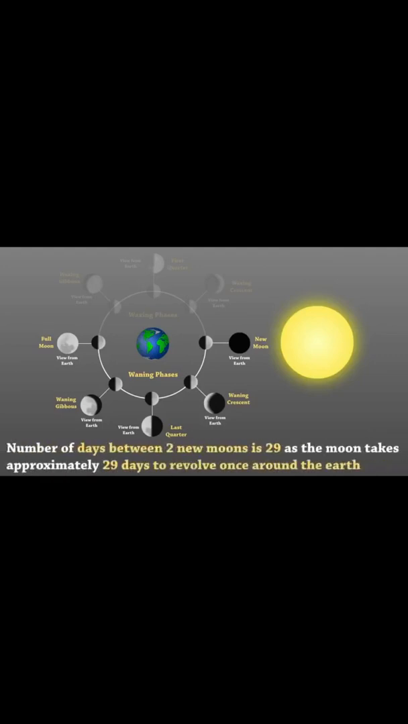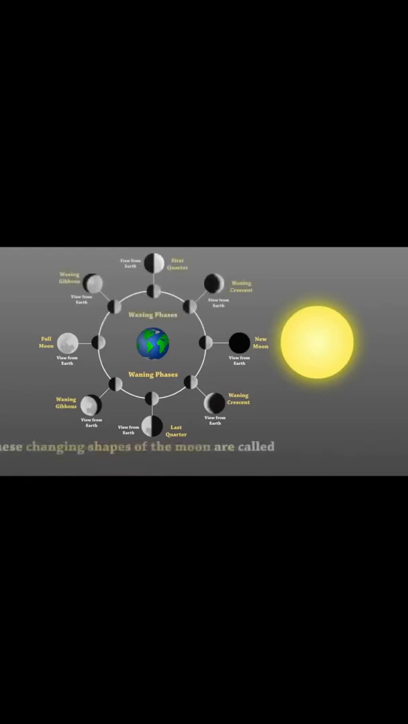Number of days between two new moons is 29, as the moon takes approximately 29 days to revolve once around the Earth. These changing shapes of the moon are called phases of the moon.